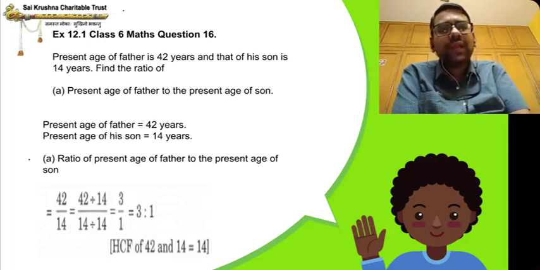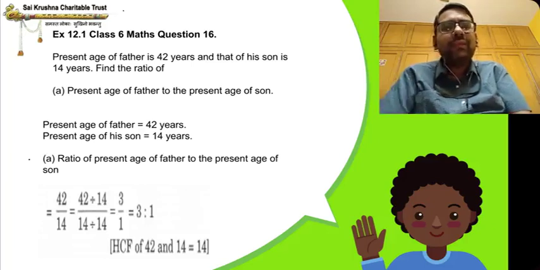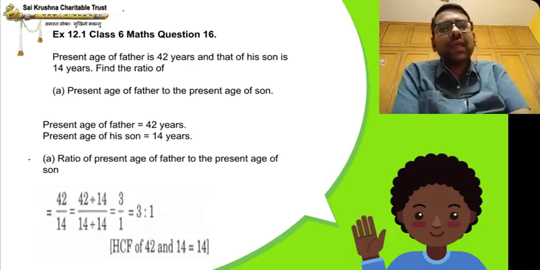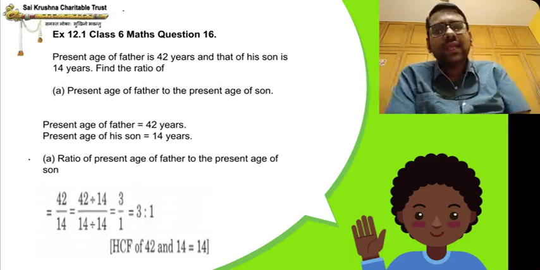Why 14, children? Why not 10, 12, etc.? Because 14 is the HCF of 42 and 14. You'll get 3 by 1. 3 by 1 is the fractional form. If you want to write it in the ratio, it is 3 is to 1.